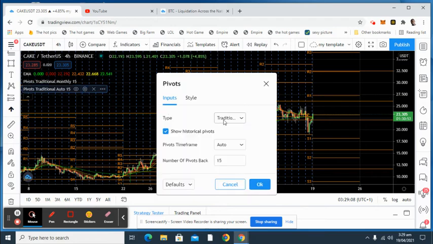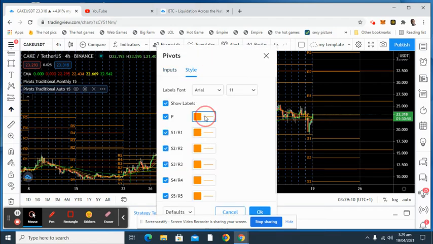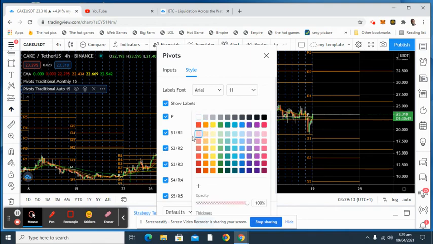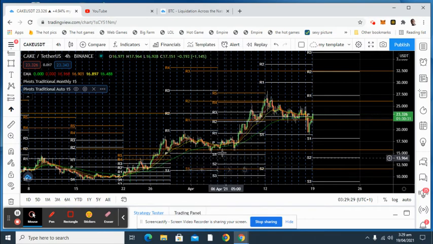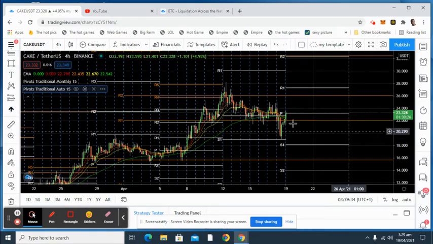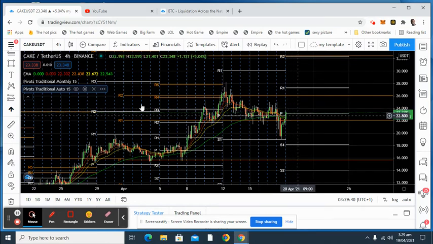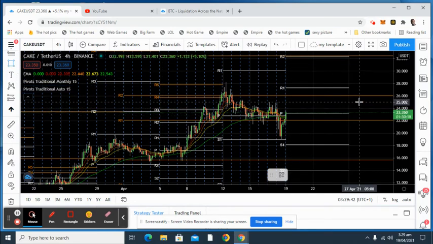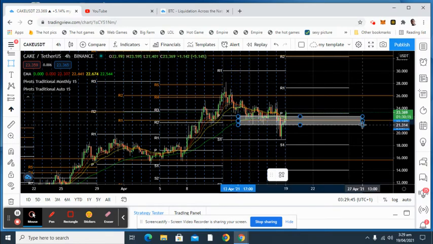So now we jump to change the color. So ready. Now as you can see, the price on the weekly is trying to break around this pivot point for the week. So we need to break this pivot point for the week. But as it is now, you notice that it's within this area.